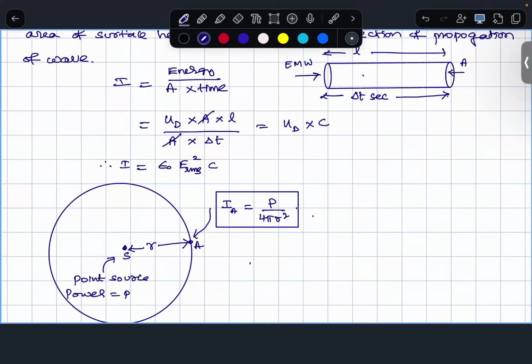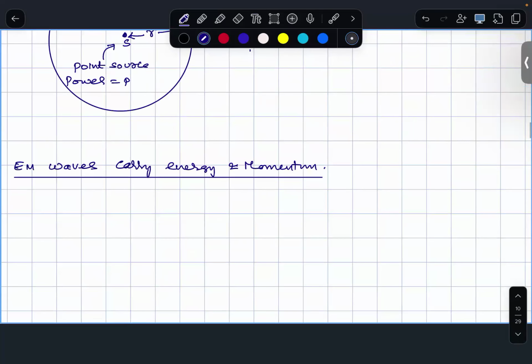P stands for power. P by 4 pi R square. So that is also one relation available for you. You can use this one also at a later stage. Right. Now electromagnetic waves carry momentum. Suppose, assume U is the energy.